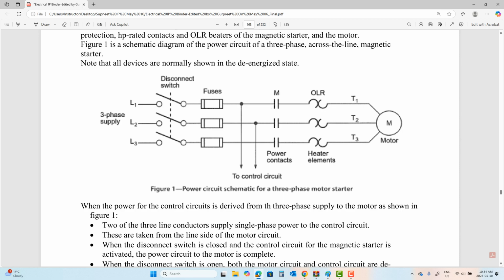Why do you have the main disconnect? The main disconnect is connected to the 3 inputs, which is typical anyways. 3 fuses are providing overcurrent protection. The M contacts are open. Until and unless the M contacts close, the motor is not starting. So these guys here are overcurrents. These guys here are overloads. Overcurrents are always on the supply. Overloads are always on the load.